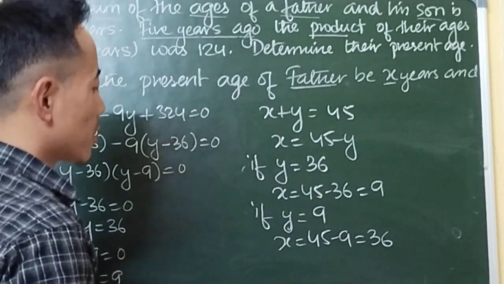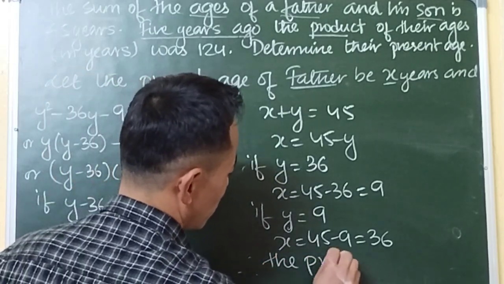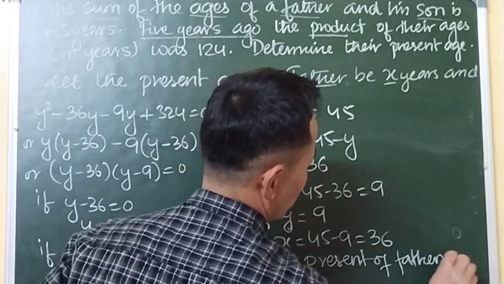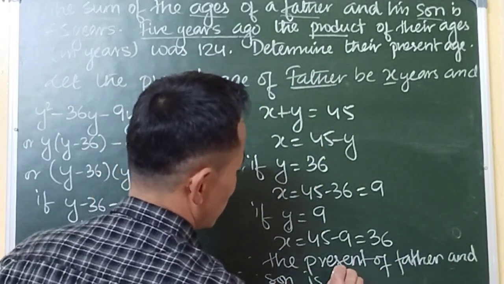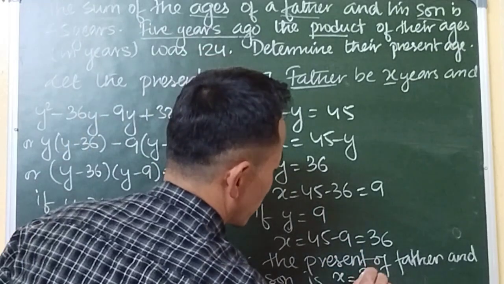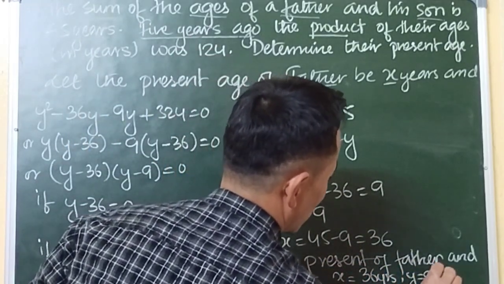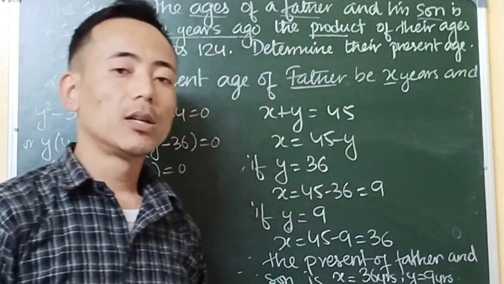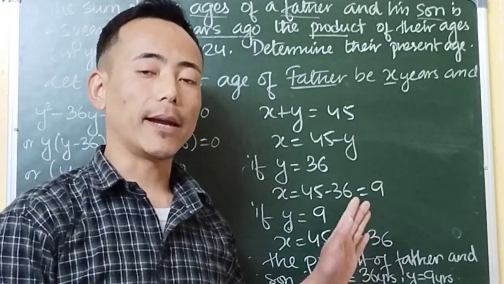So the correct answer will be, therefore, the present age of father and son: x will be equal to 36 years, which is the present age of father, and y will be equal to 9 years, which is the present age of the son. So in this way we will find the present age of father and son.